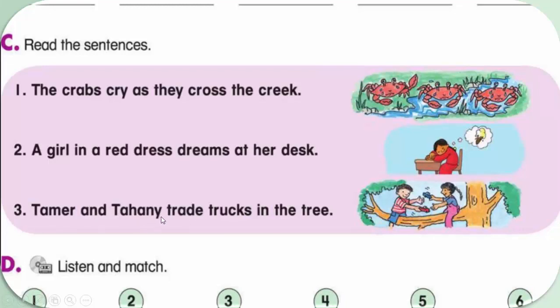Tamir and Tahani trade trucks in the tree. Here we have trucks, and the tree.